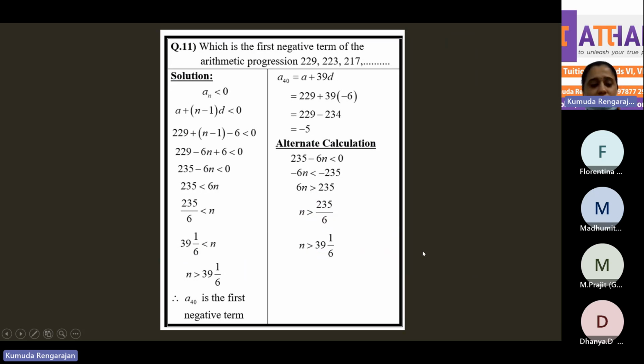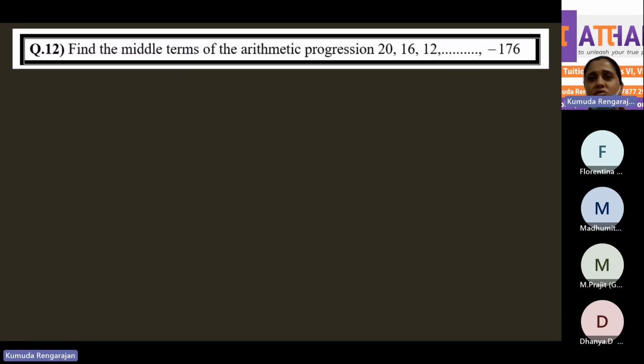Is this fine, children? I'll just do this one and stop. Find the middle terms of the arithmetic progression. So there can be one term in the middle or two terms in the middle. That depends on the number of terms the arithmetic progression has. The arithmetic progression can have one middle term or two middle terms. Not three, because if it is three, it is one only.